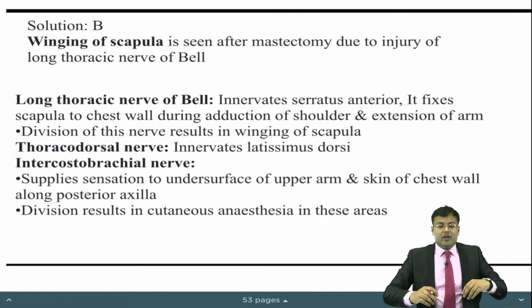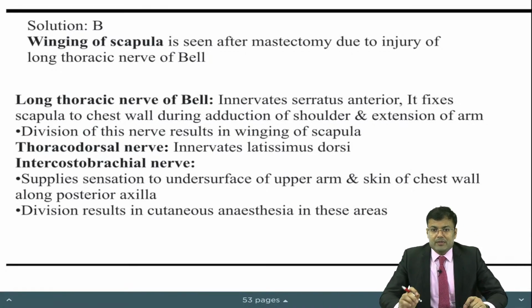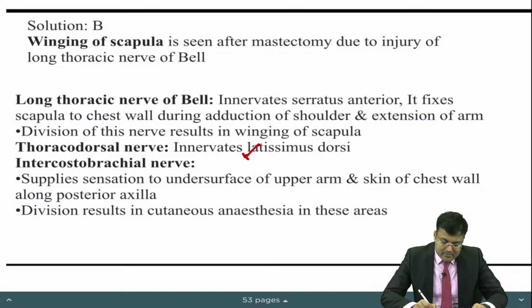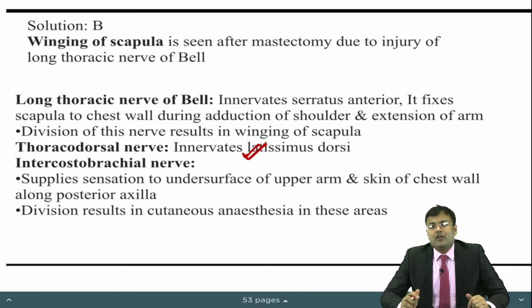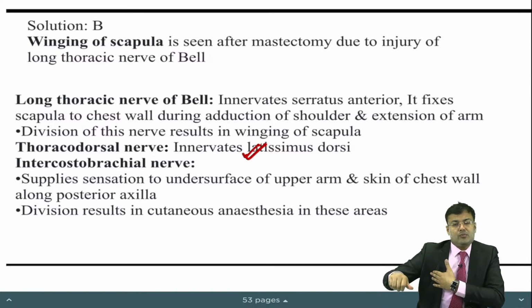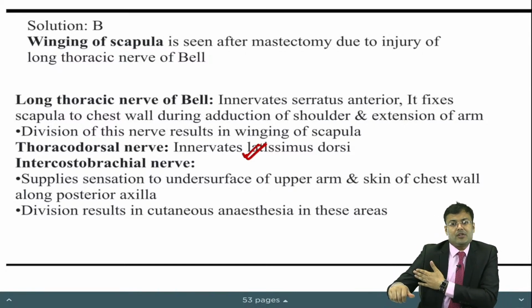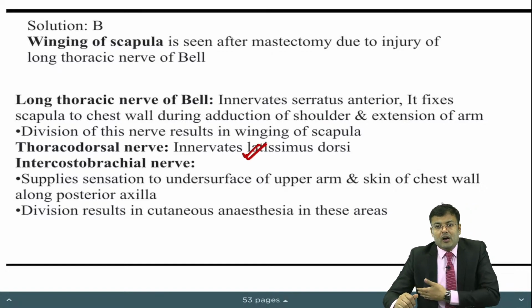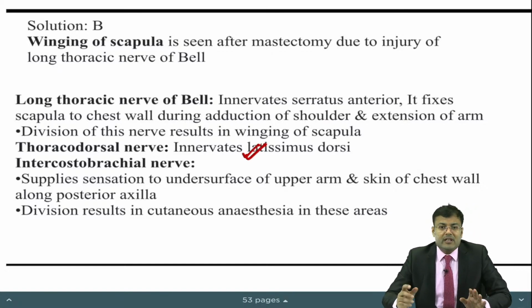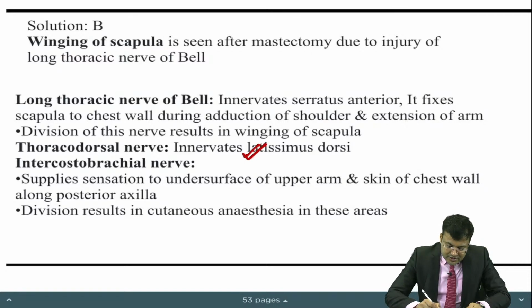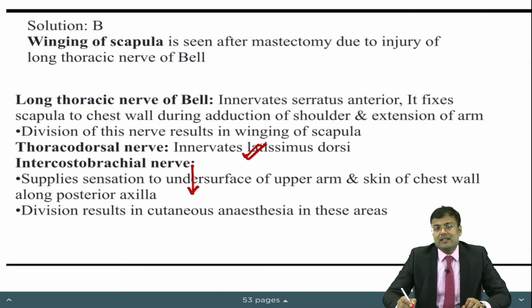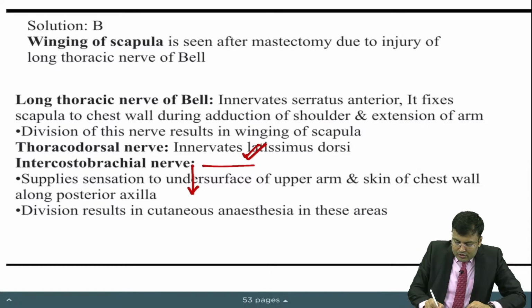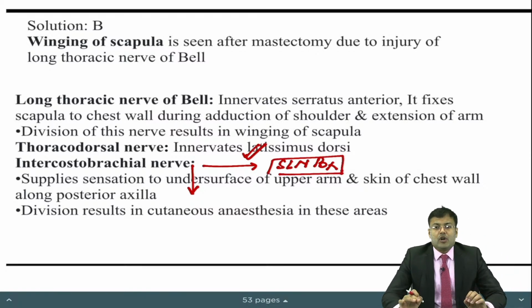You tell me, thoracodorsal nerve supplies which muscle? So thoracodorsal supplies the latissimus dorsi. There is intercostobrachial nerve. So generally this intercostobrachial nerve supplies the sensation of under surface of upper arm and the skin of chest wall along posterior axilla. So whenever this nerve is injured, what happens? There is cutaneous anesthesia. And this intercostobrachial nerve is generally injured during sentinel lymph node biopsy. This is most commonly injured nerve during sentinel lymph node biopsy.